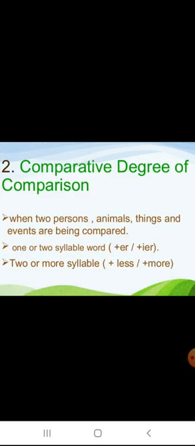The pencil is long. The room is dirty. The pupils are active. Tina is cheerful. The drawing is tall. I hope you all understand. Now let us see the second one, the comparative degree of comparison. This comparative degree shows comparison between two things or two places or two animals, or out of two of anything. It is used when two persons, animals, things or events are being compared.